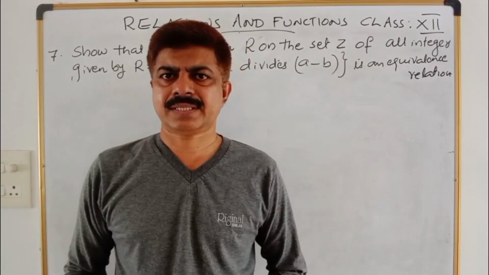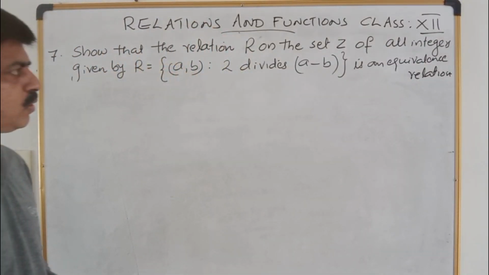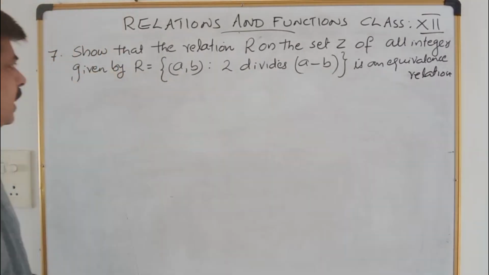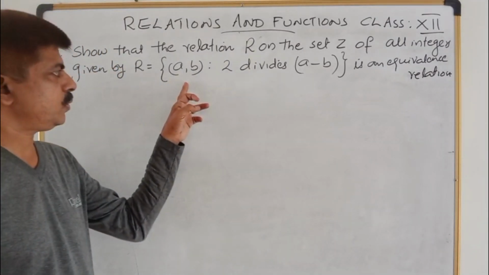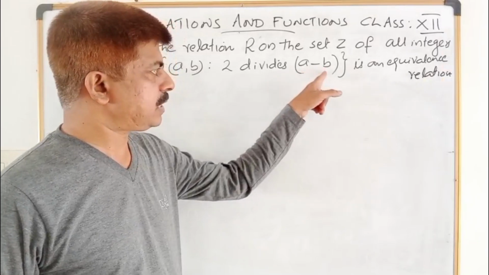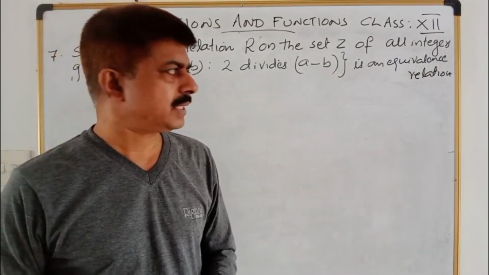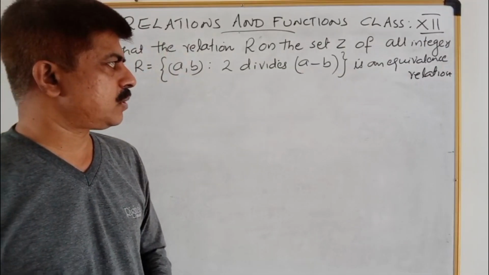Okay, now we are going to discuss the seventh question. Show that the relation R on the set Z of all integers given by R equals the ordered pair (A, B) such that 2 divides A minus B is an equivalence relation or not. We have to check whether the given relation is an equivalence relation or not.